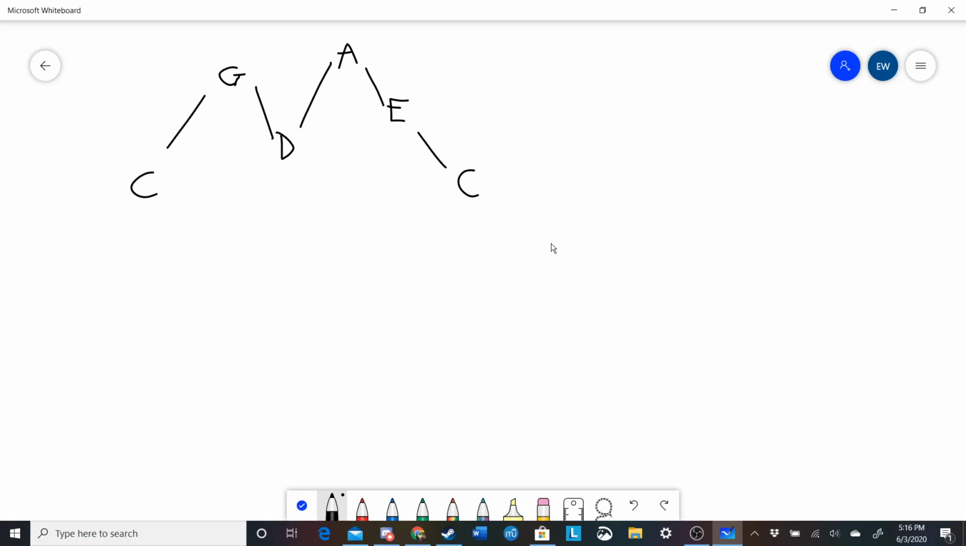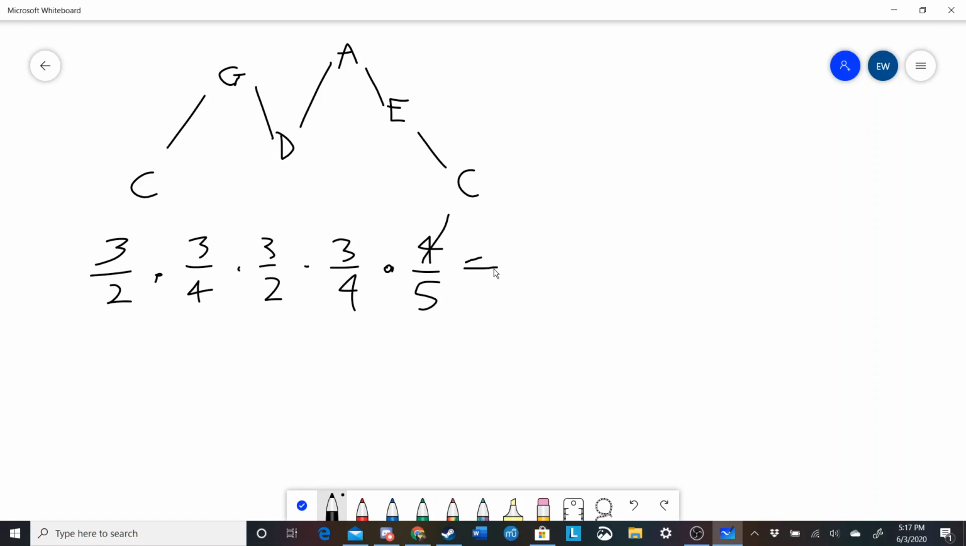So up a fifth, and I'm going to write these as fractions. Up a fifth is 3 over 2, times down a fourth is 3 over 4, times up another fifth, 3 over 2, times down another fourth, 3 over 4, and then finally times down a major third. Now what does this equal? We can cancel out these 4s. And ultimately, if we multiply the numerators, we get 81, and the denominator, we get 80.